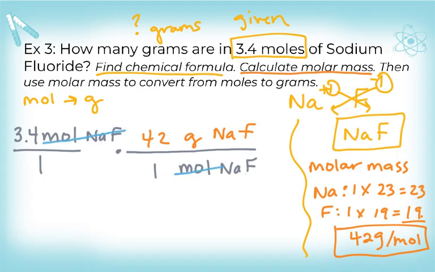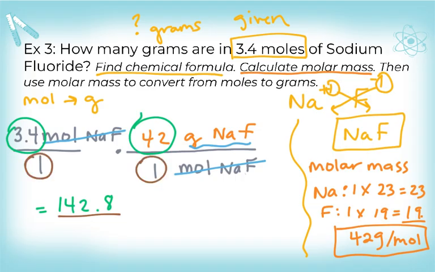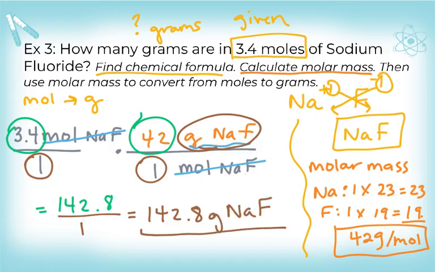Our moles of NaF are going to cancel, leaving me with grams, so I can go ahead and do the math. I'm going to multiply everything in my numerator. 3.4 times 42. I get 142.8. And then I'm going to divide by everything in my denominator. 1 times 1 is 1. So 142.8 divided by 1 is 142.8. And then we need to grab our units. Our units were grams of NaF, sodium fluoride.